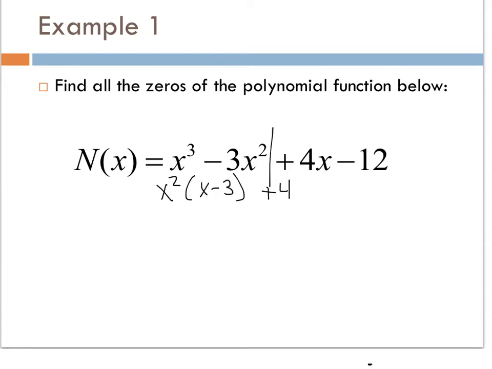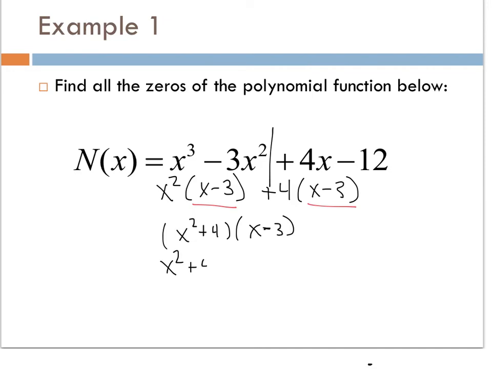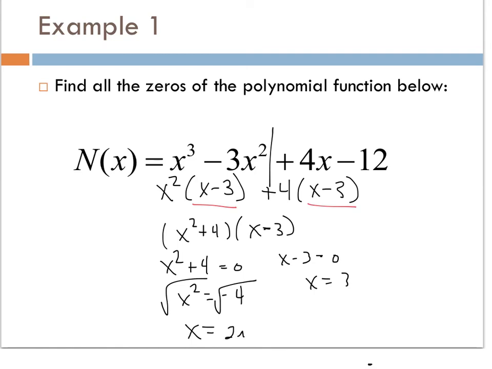And I notice that if I pull out a 4, I got matching parentheses. So now the factoring by grouping works, which is awesome. Now I'm going to set each one equal to 0 and solve. So this one's just 3, but this one, we get the negative 4, we take the square roots, x is going to equal 2i and negative 2i, and then the other solution is equal to 3.